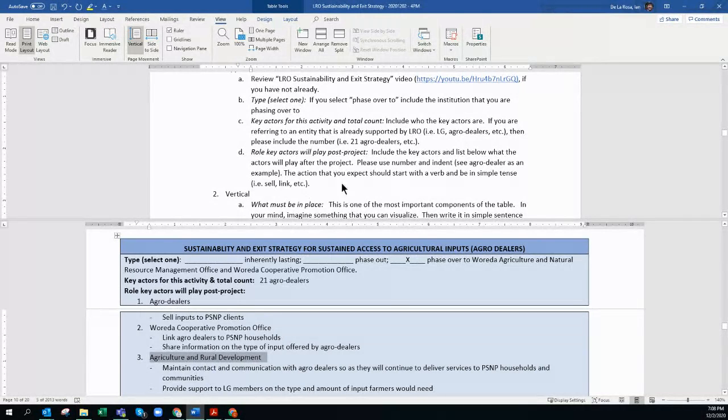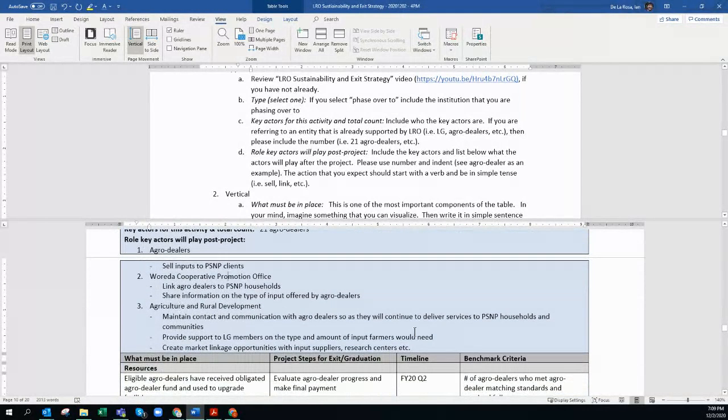Now, what you can see here is we have the actor numbered 1, 2, 3, and then underneath it, what role do we think they're going to do? I would ask that you keep this to starting with the verb in the simple tense. So in this case, sell, link, share, maintain, provide, not selling or a noun, but sell inputs to PSMP clients. I'd like you to put those in, so we all have a sense of, at the end of the project, what we see these different actors doing.